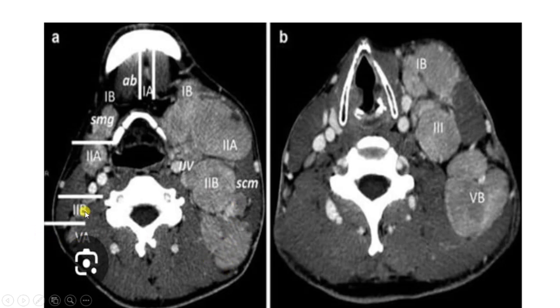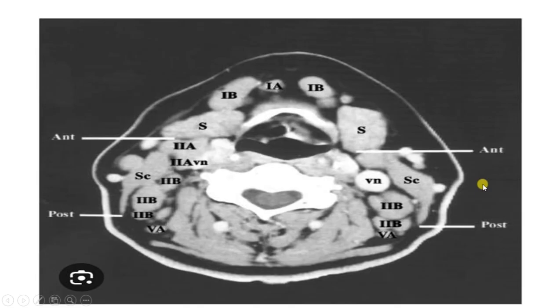Here is level 5. Here these are the level 2B lymph nodes, and this is also at the level of the cricoid cartilage. So here is a 1B lymph node, and because this is at the level of the cricoid cartilage, this group anterior to the carotid sheath is level 3, and posterior to the sternocleidomastoid is level 5.